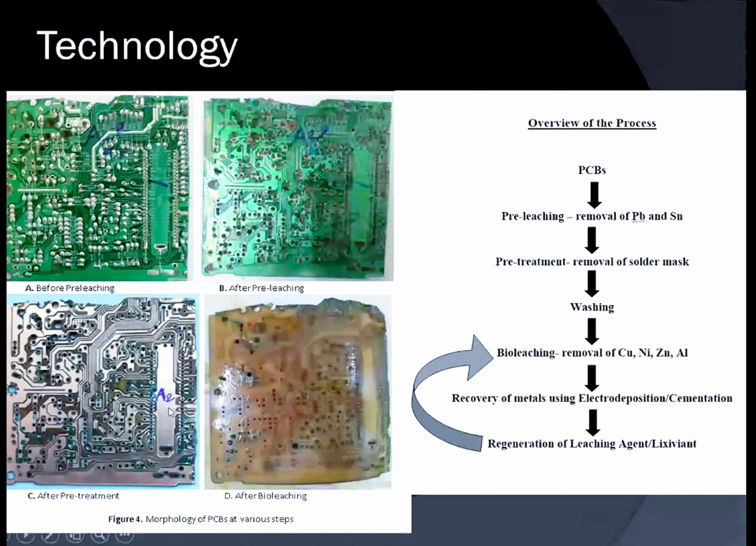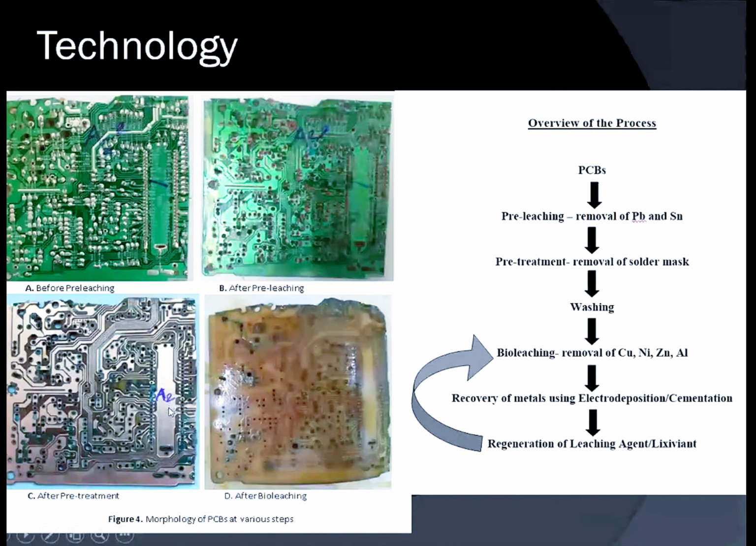And see, whatever metals are there in the liquid form can be recovered by electrodeposition. And now the remaining liquid can be regenerated to get the leachant. As I said, the beauty of the technology is regeneration. So it can be regenerated for the next step. So this is the technology we have developed.